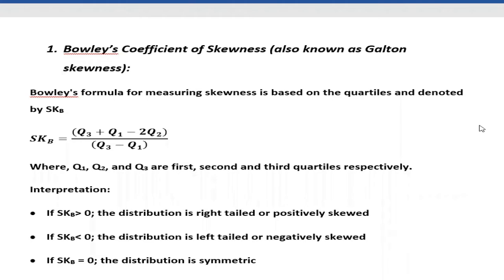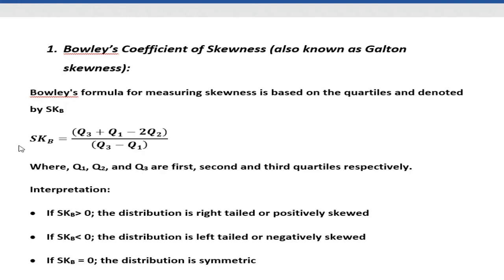Bowley's coefficient of skewness, which is also known as Galton skewness, is one of the measures of skewness which can be measured by quartiles. It is denoted by SKB, and the formula is Q3 plus Q1 minus 2Q2 divided by Q3 minus Q1. We already know that Q1 is the first quartile, Q2 is the second quartile, and Q3 is the third quartile.